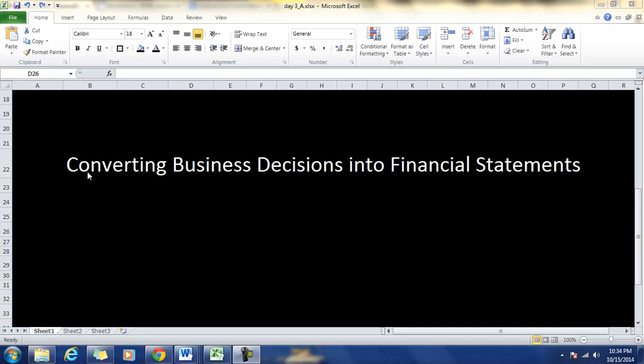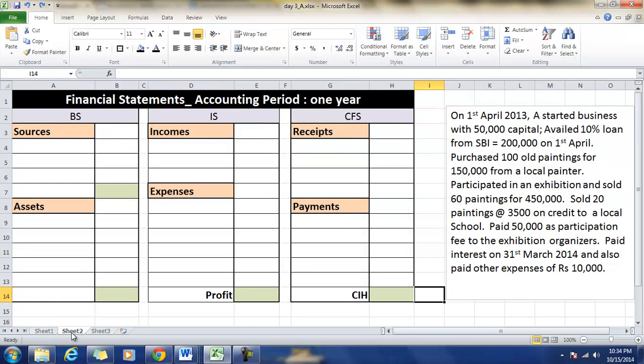In this session we will try to understand the process of converting business decisions into financial statements. For this purpose we'll take a set of business transactions and convert that into a balance sheet, income statement and cash flow statement. So on 1st April 2013, A started business with 50,000 rupees as capital.